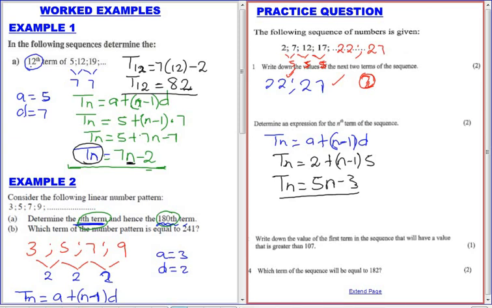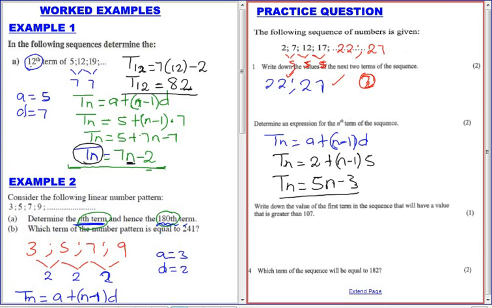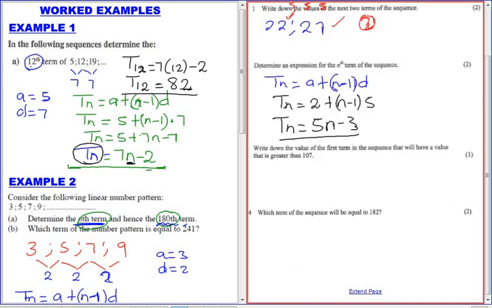What you may complain about will be this one here. So I'm going to change the number of marks here and say 4 marks. Or maybe 3. Let's say 3 marks. 1 won't work. 3. So what is the question asking? Write down the value of the first term in the sequence that will have a value that is greater than, you see, it has to be greater than 1.7.